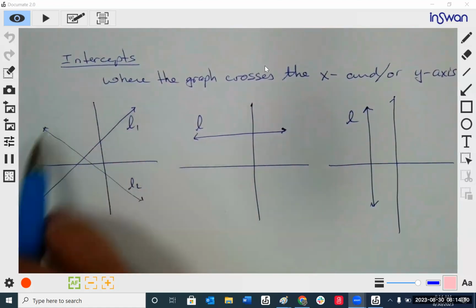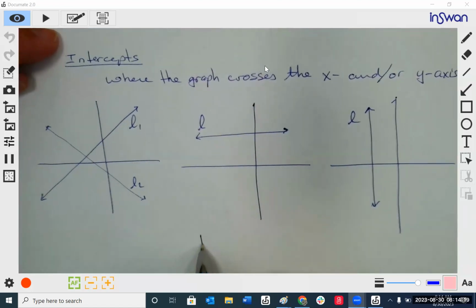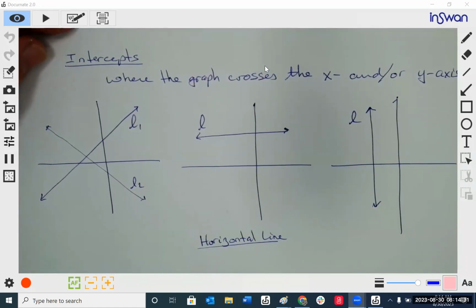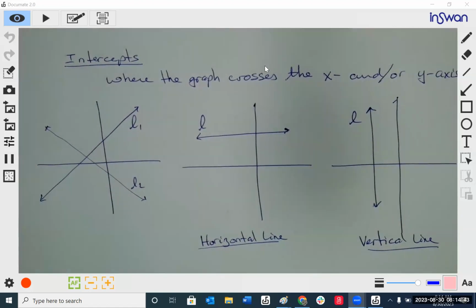So our first one, what we're used to seeing, is a line that has some kind of gradient, some kind of slope. You can have a horizontal line. Horizontal is going left and right only. Or you can have a vertical line. Vertical means go up and down.